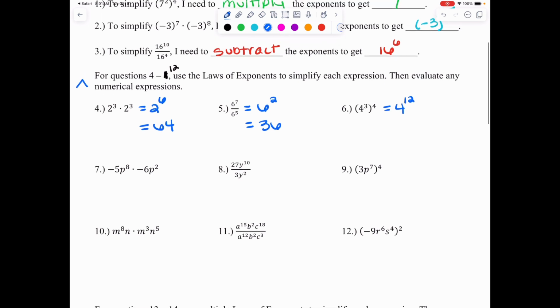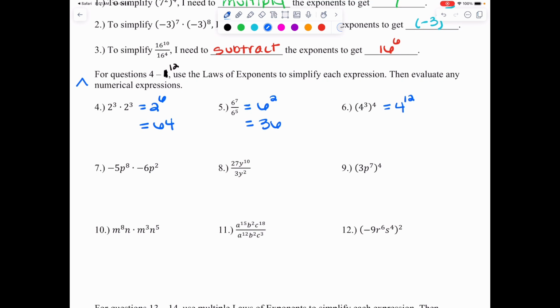Now in number 7, we still have a multiplication problem, but this time we have coefficients out in front. This is going to happen in number 7, number 8, and also number 9. We're going to try these 3 with coefficients for each of the 3 rules that we practice. In number 7, our coefficients are negative 5 and negative 6. We multiply them the same way we always multiply numbers, to get 30. Then our bases are p, so we're going to keep our base. Because this is a multiplication problem, we add our exponents. So 8 plus 2 makes 10.